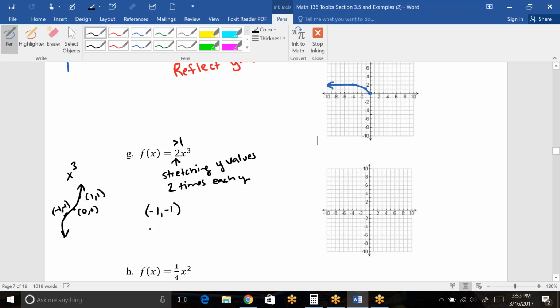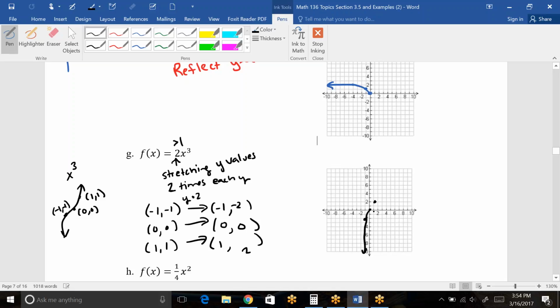So think about this. This is negative 1, negative 1. I'm going to do it point by point. 0, 0, and 1, 1. If I times each y by 2, that gives me negative 1 staying the same on the x's, 0 stays the same on the x's, because none of the x's are being changed, and 1 stays the same. If I multiply all the y's by 2, I get negative 2, 0, and 2. So notice you kind of do need to do these stretches and compressions by a point comparison. So this is negative 1, negative 2, 0, 0 is still where it's at, and 1, positive 2. Notice that I've got a thinner x cubed than what I normally have. So this is a little bit narrower or thinner.